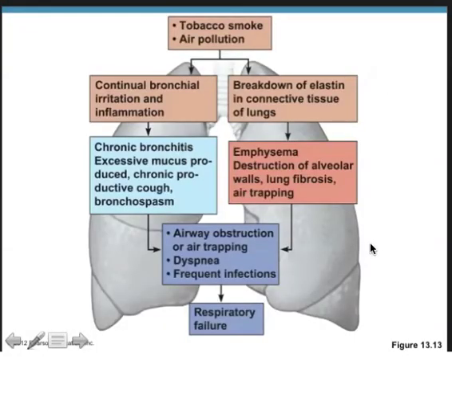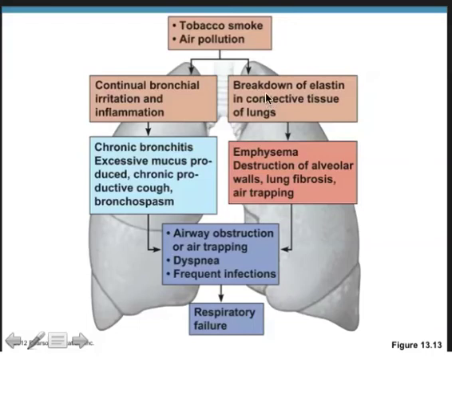And so here you can see how it is that these different environmental components can impact the efficiency of the respiratory system. Tobacco smoke and air pollution contain carbon monoxide and also tar and particulates. This produces inflammation in the lungs, can lead to bronchitis, mucus production results. We have productive coughs. This is where you cough up lots of sputum. We tend to see bronchospasms, and this promotes airway obstruction, dyspnea, and frequent infection, and ultimately respiratory failure.